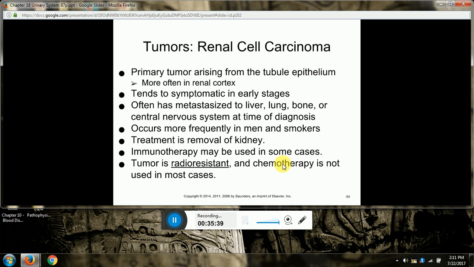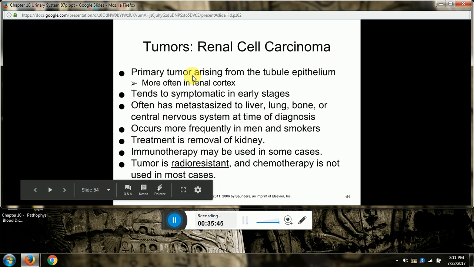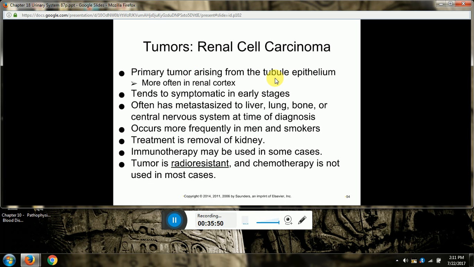Now for tumors of the urinary system, there's renal cell carcinoma. It is a primary tumor that comes out of the tubules or the epithelium of the renal tubules. It's usually found in the renal cortex, not in the renal medulla. It is symptomatic in early stages, but by the time of diagnosis, it's usually metastasized already to the liver, lung, bone, or CNS. It tends to happen more frequently in men, especially if they're smokers.